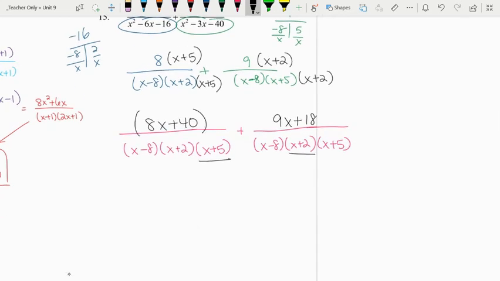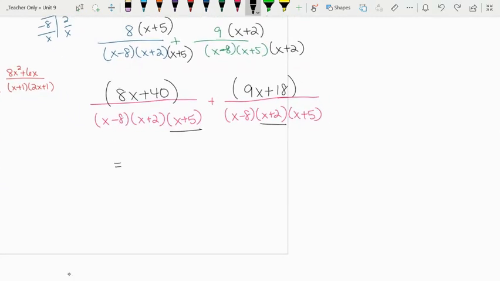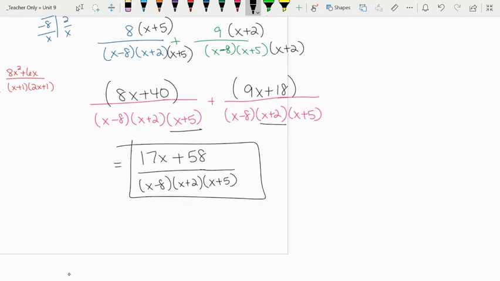Now, think about them in parentheses, and if this were a negative, we need to distribute it, but it is a positive, so we can just add straight across. That becomes 17x plus 58, and then over x minus 8, x plus 2, x plus 5. It does not matter what order you put those in. And that ends up being my final answer.